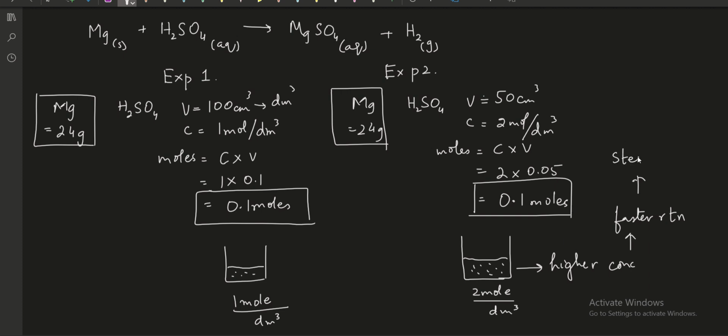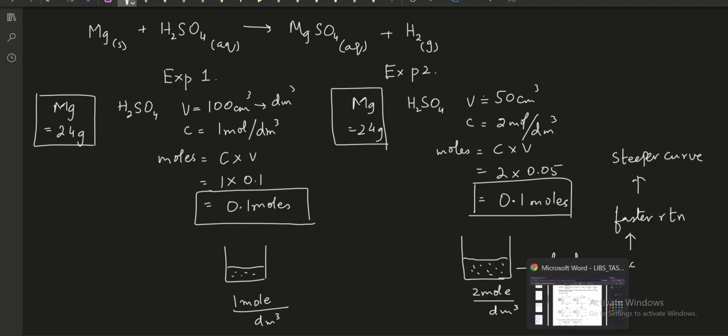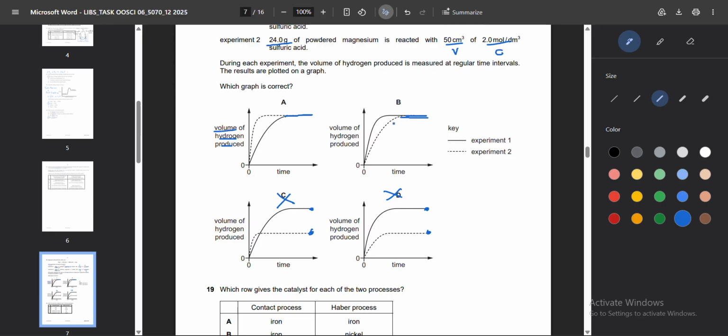Or you can say the graph will have a steeper curve. Okay, so experiment number 2 is a faster reaction. Experiment number 2 is represented by the dotted line, so its graph is steeper and it is a faster reaction, so that makes the correct option A. A is the correct answer.